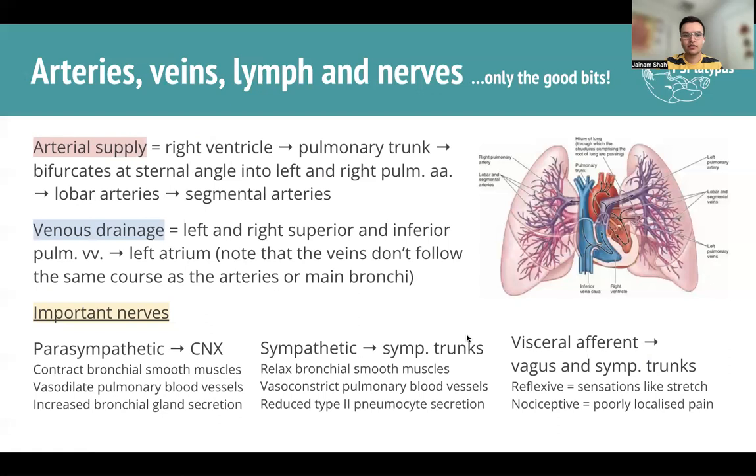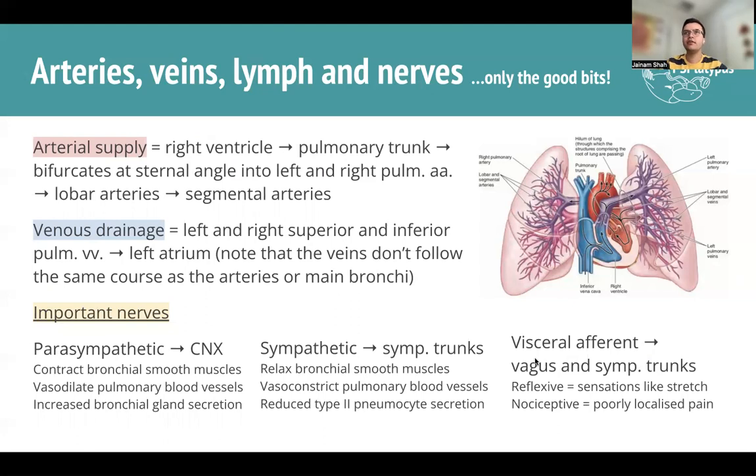Nerves wise, we've already gone over this. You've got the parasympathetic innervation through the vagus nerve, cranial nerve number 10. What it will do is contract the bronchial smooth muscles, vasodilate the blood vessels, and increase bronchial gland secretion. Sympathetic nerves will do the opposite. That's from the trunks. You've got relaxing bronchial smooth muscles, vasoconstricted vessels, and reduced secretions. Remember with sympathetic, all the things that are happening are to try and open up the airways and ensure maximum oxygen absorption, whereas parasympathetic doesn't really care about that. And then you've got the visceral afferents.